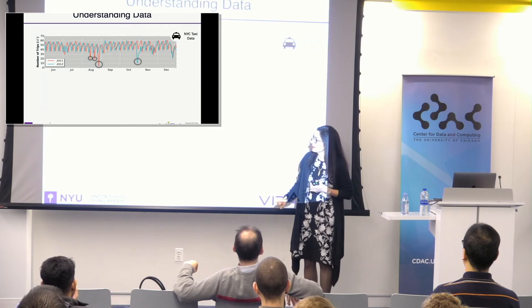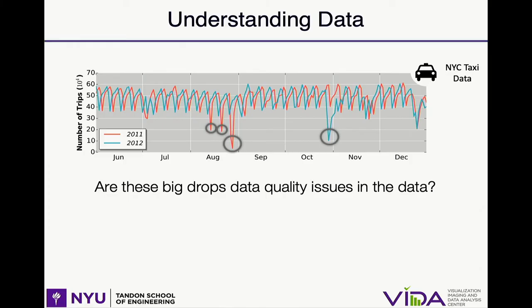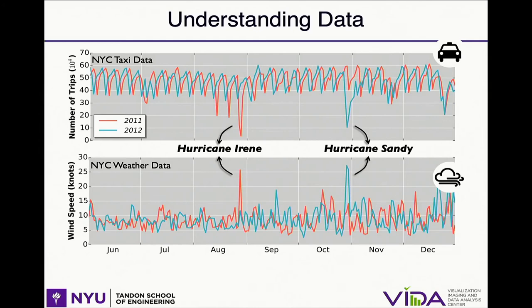on particular days. You might ask, are these big drops data quality issues, or is it the case that they correspond to real events? Storm. Right? Exactly. So if you plot the wind speed, you're going to see that the days when you have unusually high wind speed correspond to the days where you have very low number of taxi trips.